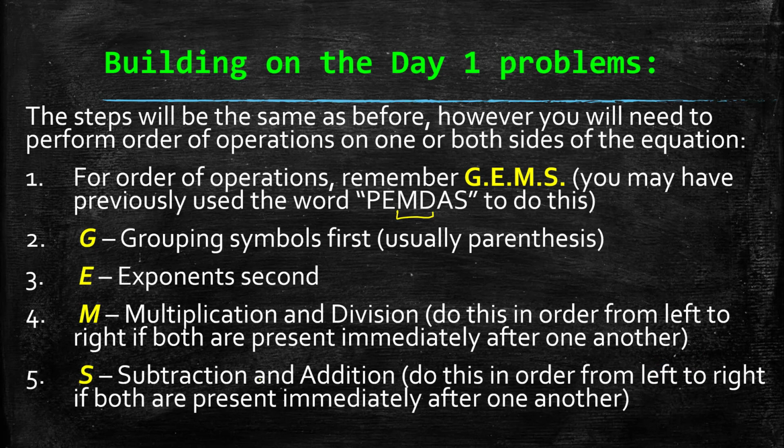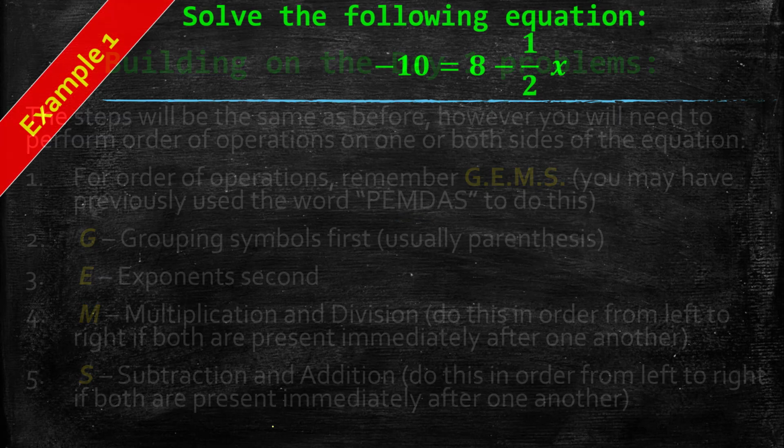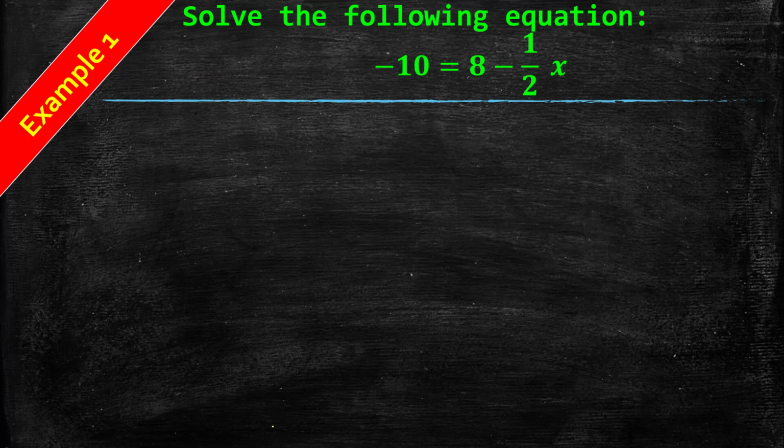And then the same thing with subtraction and addition. Okay? So just keep that in the back of your mind. Let's get right to the examples. We got example 1, solve the following equation. So now this one's hard, maybe not hard, but it might be a little bit more confusing because I have a fraction here. So we're going to do negative 10 equals 8 minus 1/2 x.